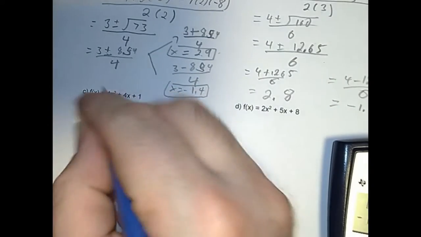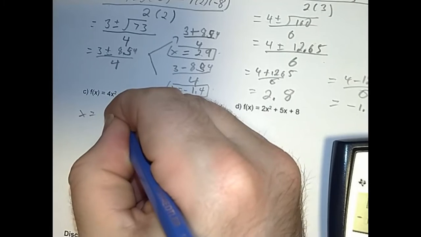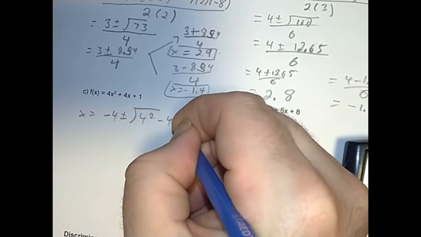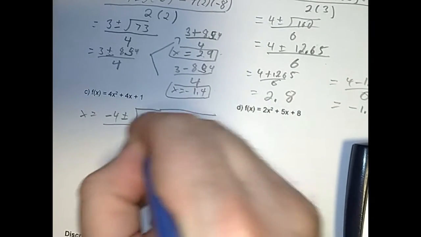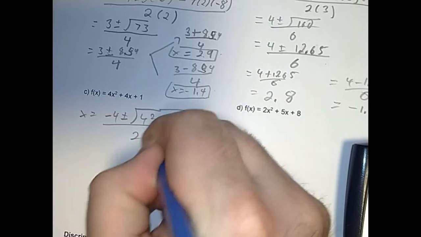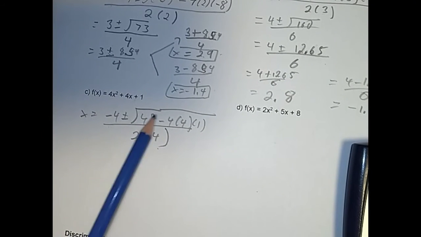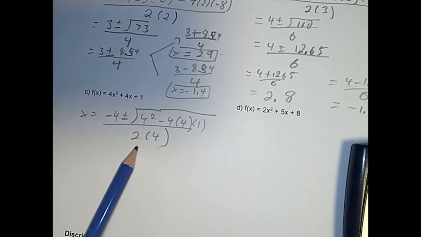So x equals negative b. So negative 4 plus minus square root of b squared, 4 squared minus 4 times a times 1, all over 2a. So 2 times 4. So I'll just double check. So negative b, negative 4, 4 squared minus 4ac, all over that.